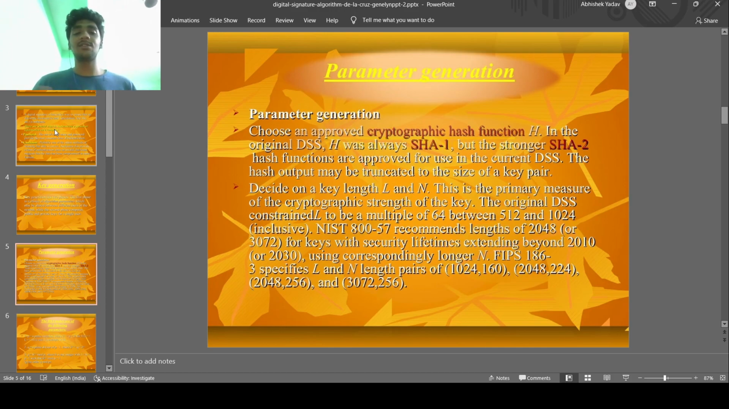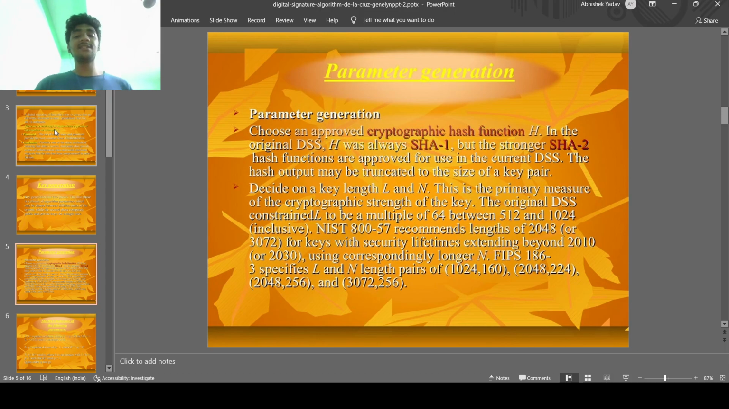In parameter generation, first we choose an approved cryptographic hash function, let's say H. In the original DSS, before it was modified, H was always SHA-1. But then the stronger SHA-2 hash functions came, and they were approved for use in the current DSS. The hash output may be truncated to the size of the key pair. Then we decide on a key length L and N. These parameters will be shared among the systems, and this is a primary measure of the cryptographic strength of the key.